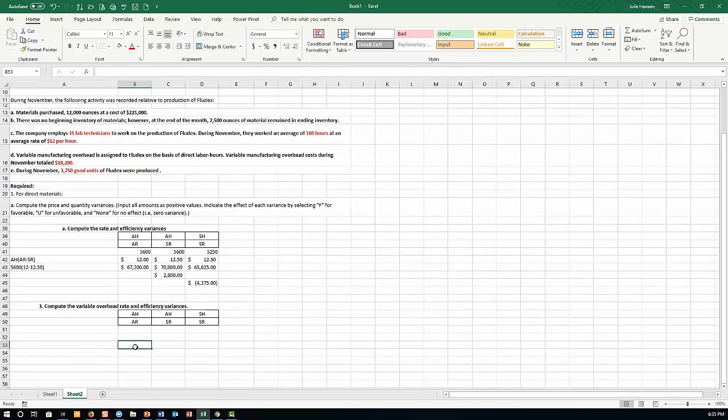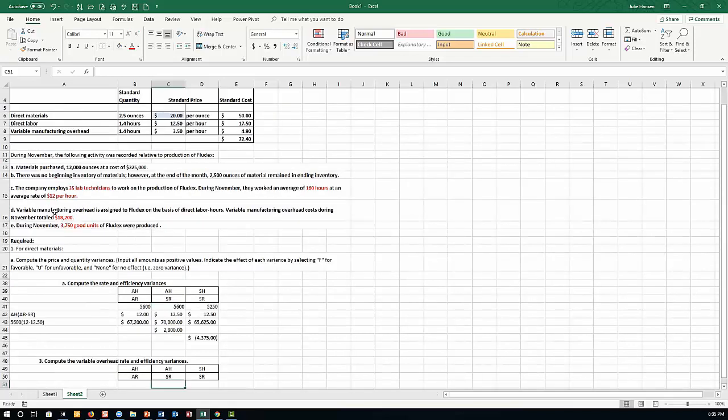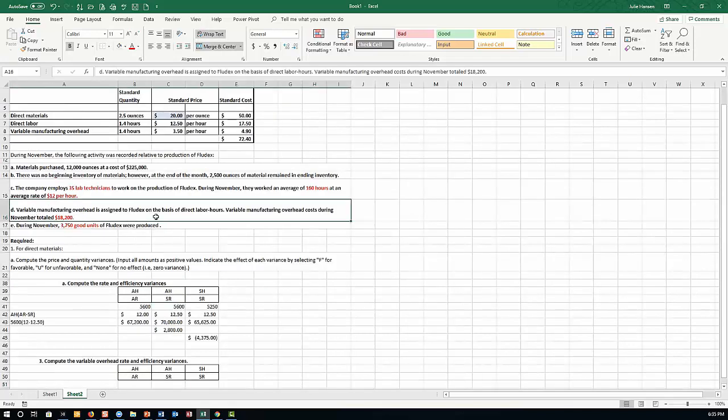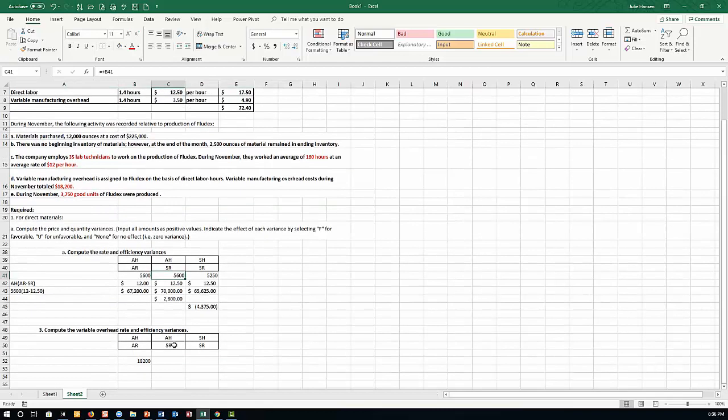So I can just plop that number in there, and then the next thing I need to find, actually I'm going to put that one cell up. The next thing I'm going to do is find out my actual hours. Now, what did they tell us? They said that the variable manufacturing overhead is assigned based on the direct labor hours. We actually calculated the direct labor hours right over here, so those are the hours we're going to use. Actually, I think this was better down here. Sorry about that.